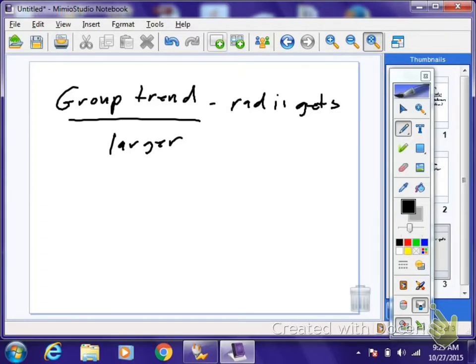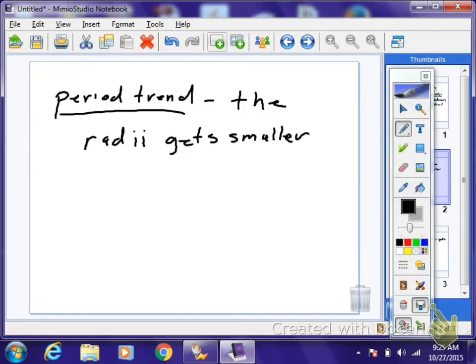All right, so let's go back to the period trend. There has to be a reason for each one of these. We can't just say, here's the trend, let's go on, we don't care about the reason. There has to be a reason for each trend that we see. So why does the radius get smaller? What's happening to the atom? How's it changing as it's going across?